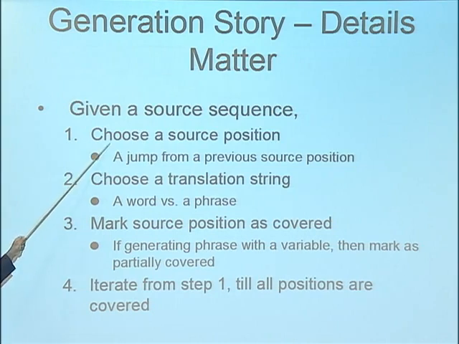We'll still choose a source position, but we need to know what the jump is from the previous source position, right? We'll choose a translation string, but here we need to know whether we are producing a word or a phrase, right? Whereas normal phrase decoders are impervious to this. Then we mark the source position as being covered, but if you're generating a phrase with a variable, then you can't mark it as covered until you've generated all of it. You have to mark it partially covered, and then when you generate the entire thing, then you can mark it completely covered. And then we iterate.